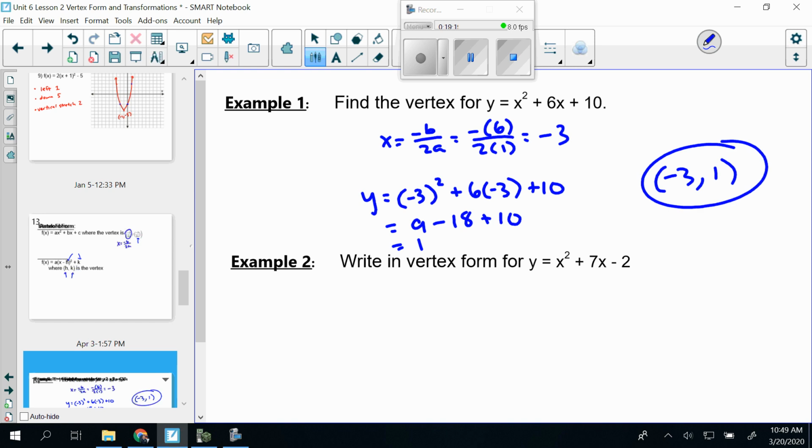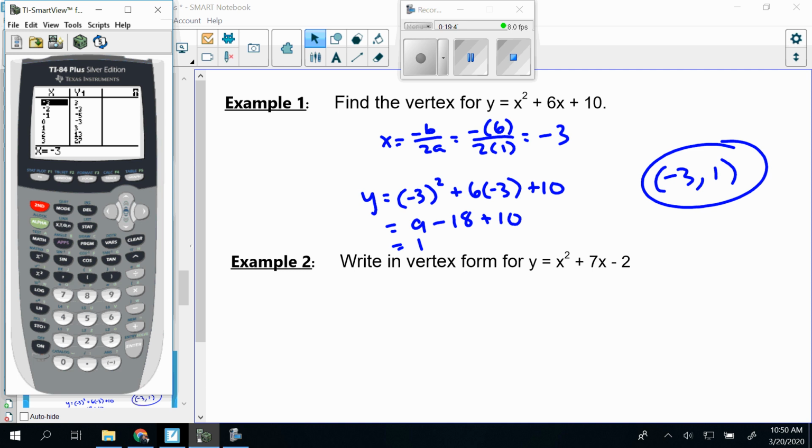The next one, write in vertex form this equation. So this again is in standard form. They want it in vertex form. So first thing you'd want to do again, figure out what is the vertex of this, and we do the same little equation here. X equals -b over 2a, and you can solve it that way. You can also use calculator again. So let's try that again just to kind of review how you did that.